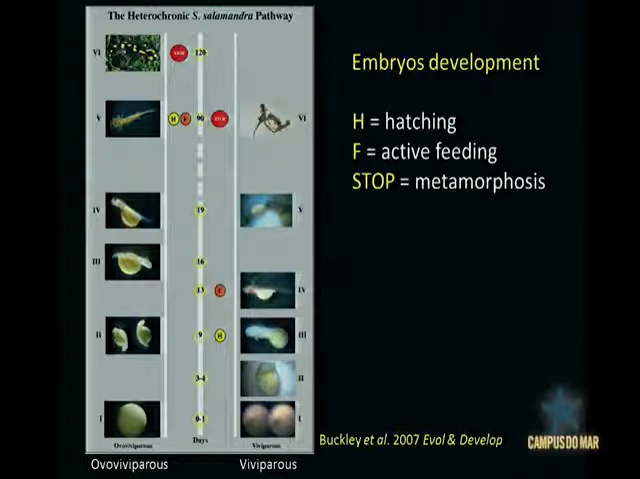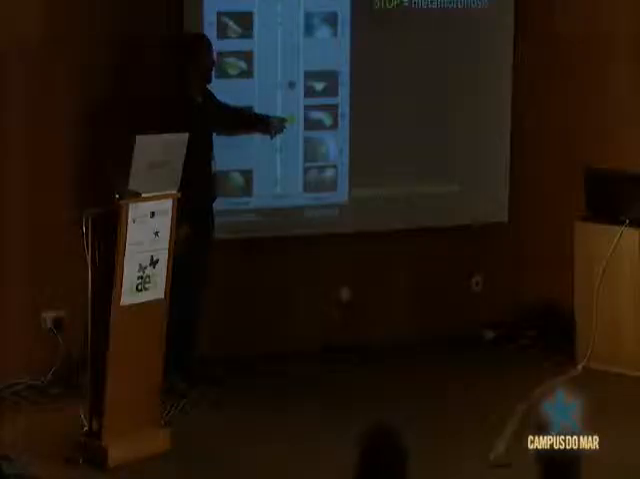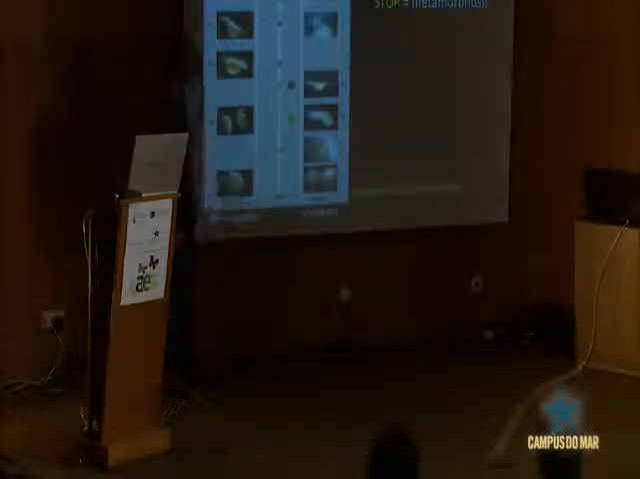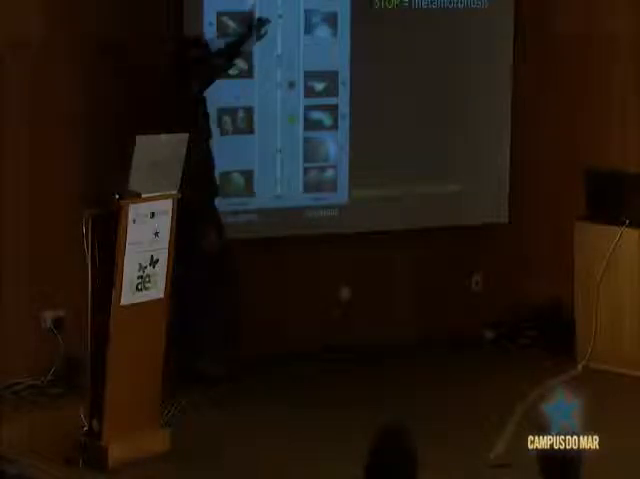So there are many differences between these two strategies, but I want you to focus just on these three main differences: the time that they hatch, the time that they start the active feeding, and also the metamorphosis. So if we compare the two reproductive modes, we see that for the viviparous salamanders, after 9 days the embryos start to hatch, and also the start of the active feeding is just after a couple of weeks, and the metamorphosis occurred after 3 months.